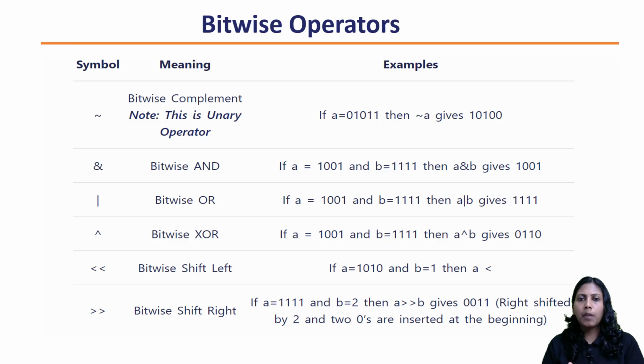If any input is 1, output will be 1. Okay. 0 0, 0 1, 1 0 or 1 1. In these three cases, output will be 1. Either any single input or both inputs, if they are 1, then output will be 1.